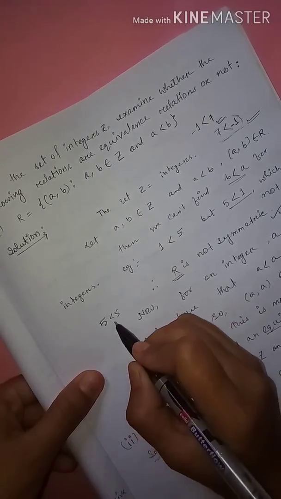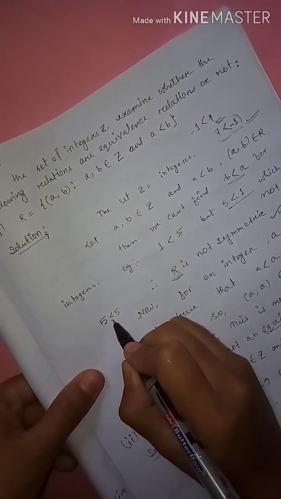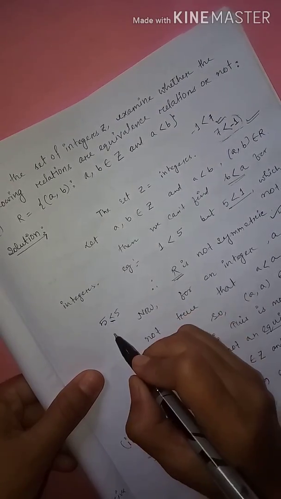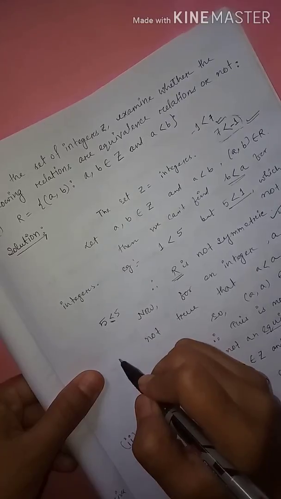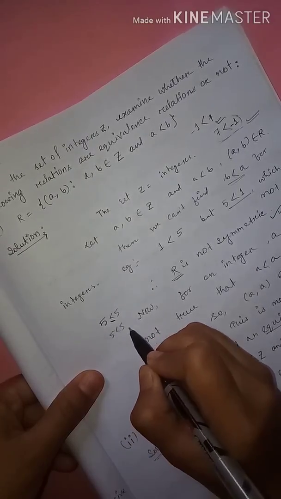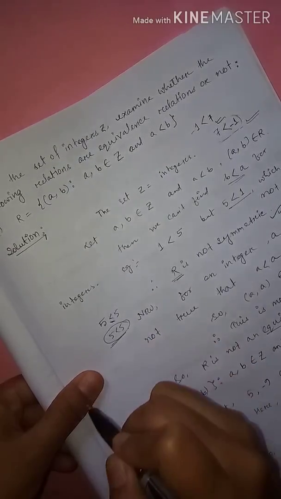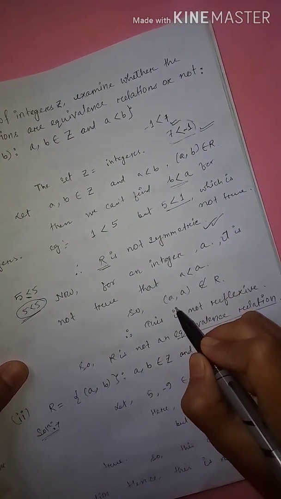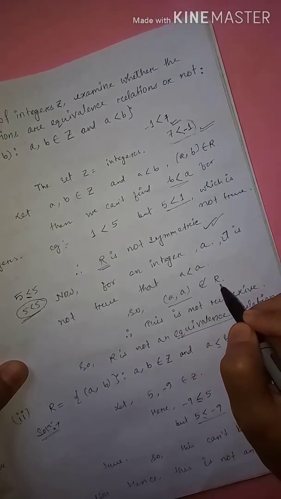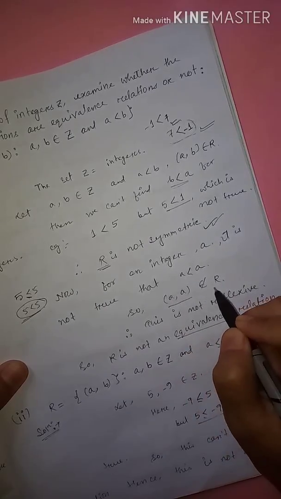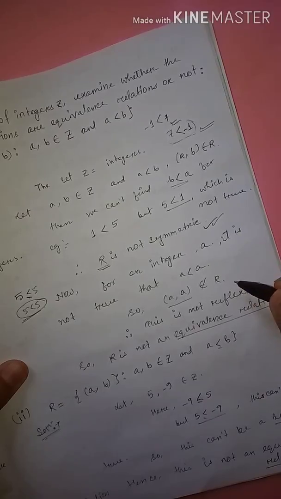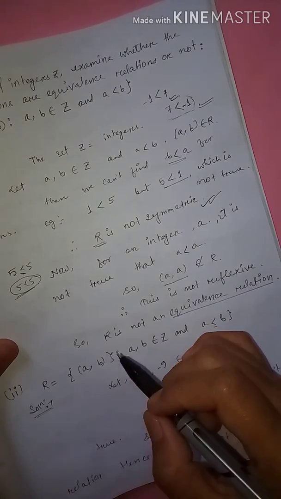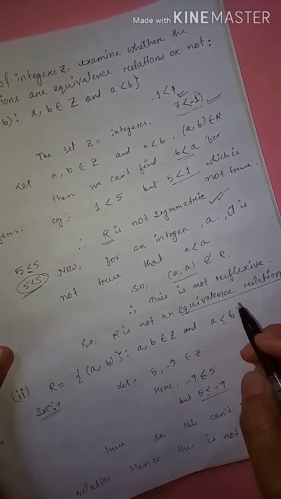No, definitely not. But yes, we can say 5 is less than or equal to 5, because the equal sign means 5 is equal to 5. But we cannot write 5 is less than 5. This statement is not true. Therefore, we cannot get an element (a, a) in R. So this element does not belong to R. Therefore, this is not reflexive also. Hence, we can finally conclude that R is not an equivalence relation.